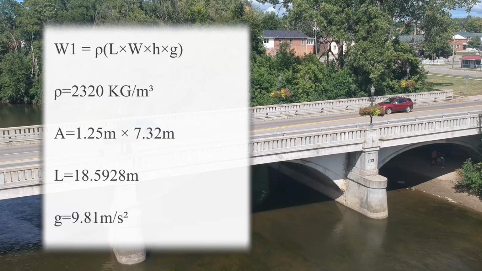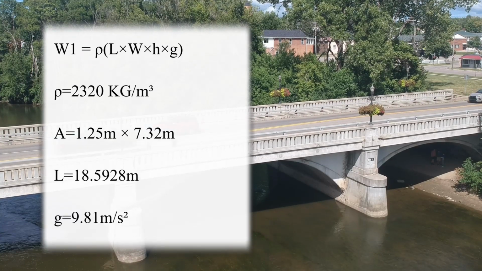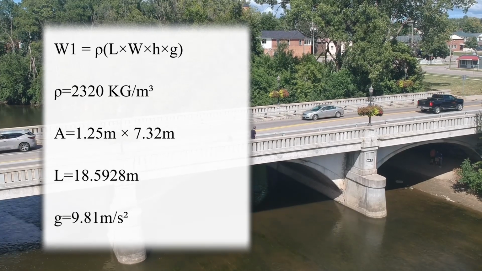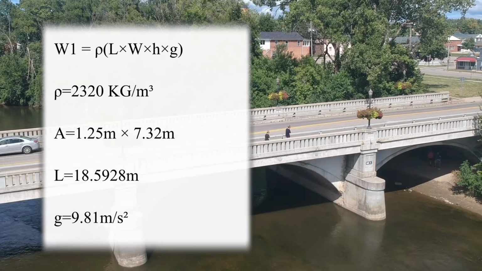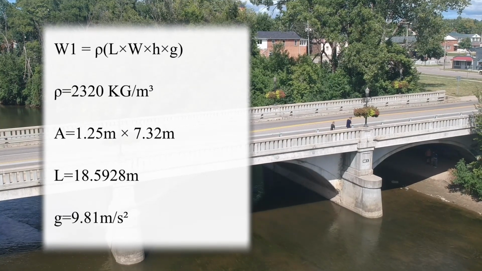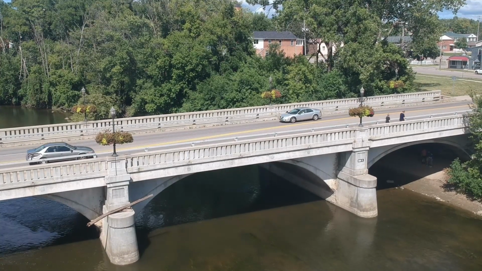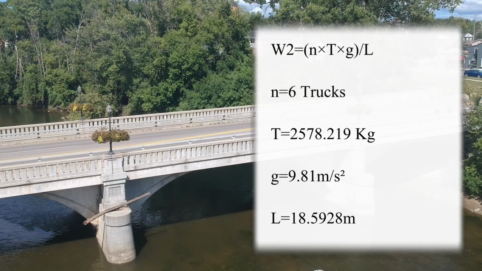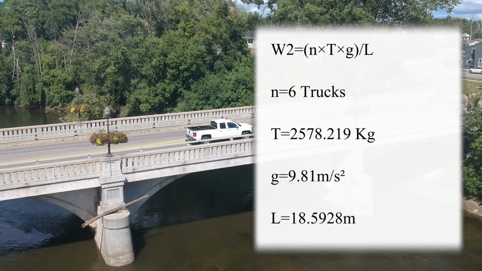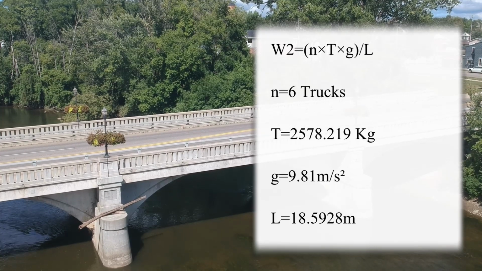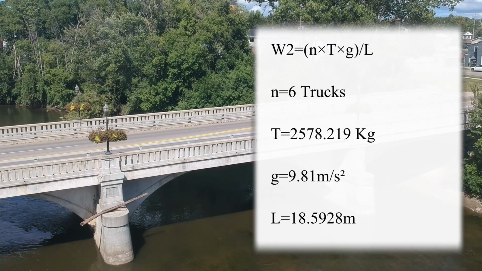For the W1 equation, rho equals 2,320 kilograms per meter cubed. The cross-sectional area is 1.25 meters times 7.32 meters. The length is 18.59 meters, and gravity is 9.81 meters per second squared. For equation W2, the number of trucks was 6, the mass of a single truck was 2,578.22 kilograms, gravity was 9.81, and the length was 18.59 meters.